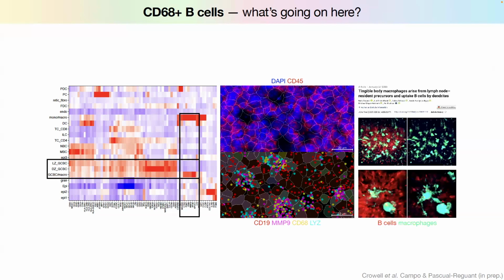It turns out there's a paper that talks about tingible body macrophages in this tissue that eat B cells. So these are like dendrites. There's macrophages with dendrites that eat the B cells. Okay, that's what's happening here.